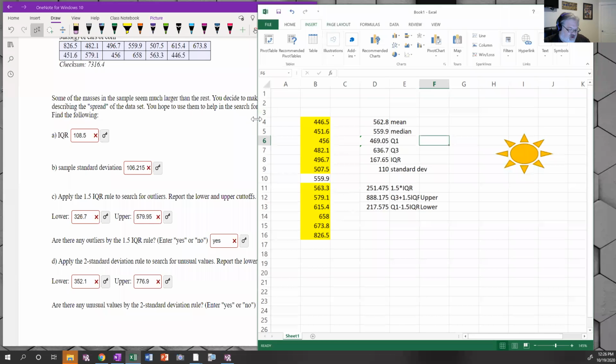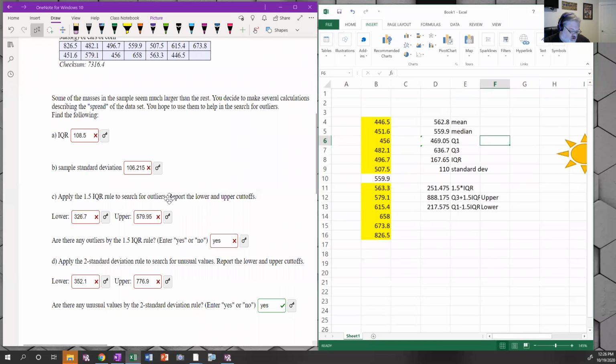So that's for the 1.5 IQR. Then are there any outliers based on that rule? Well, is there anything more than 888? No. Is there anything less than 217? No. So no.